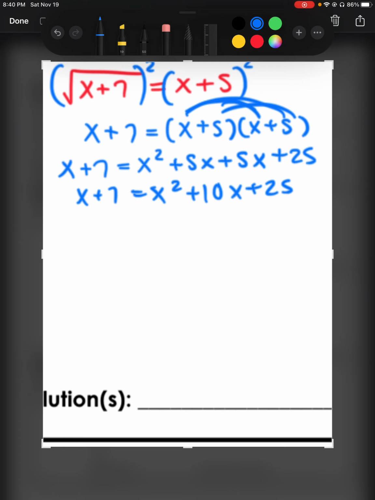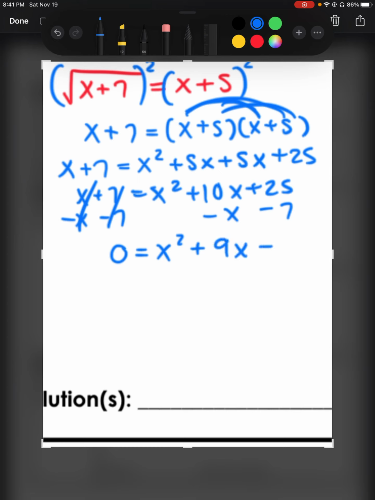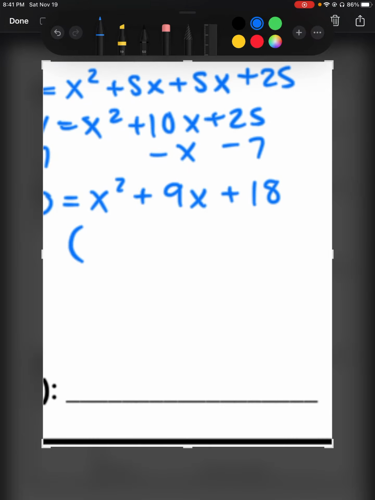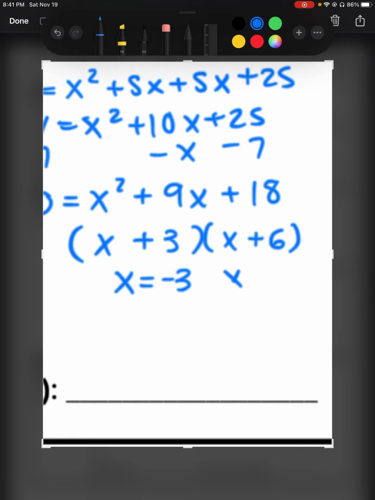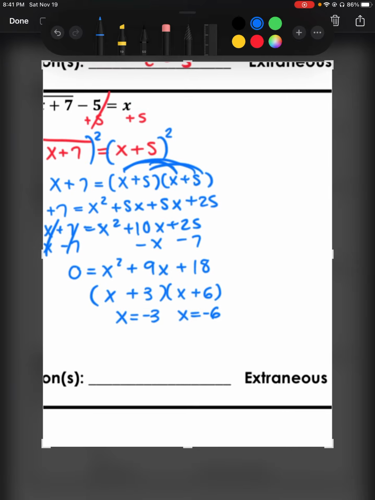And when you get to a situation like this, you have an x squared and an x. You want to get everything to one side because that means you're going to have to factor it. And you can only properly factor in a way that would solve the equation if you can get it equal to 0 using the zero product property. And now I'm looking for factors of 18 that add up to 9, which would be 3 and 6. So x equals -3, and x equals -6.